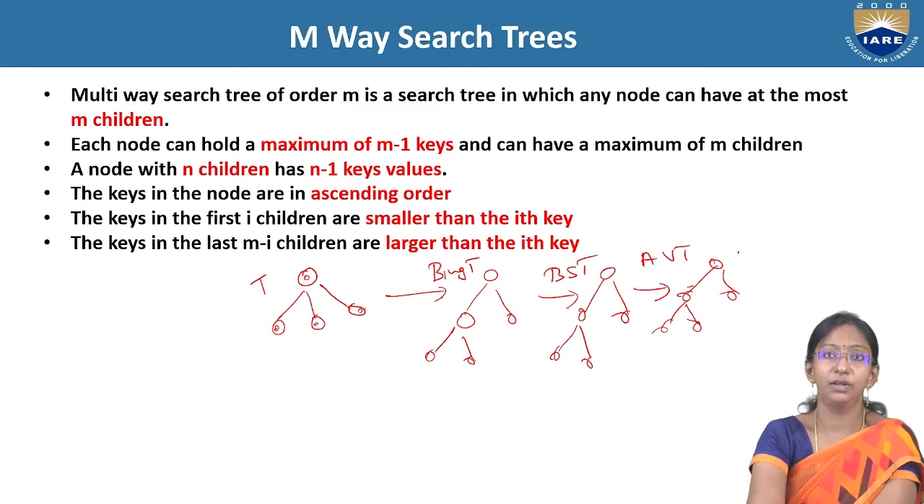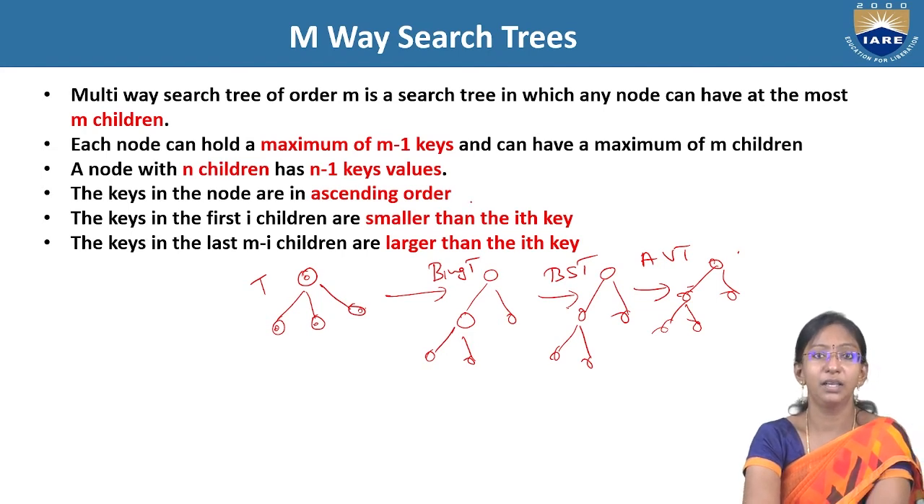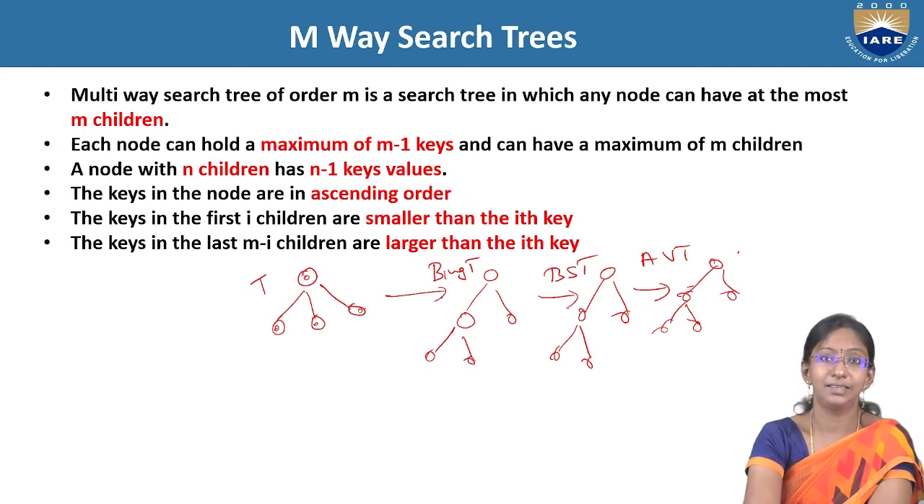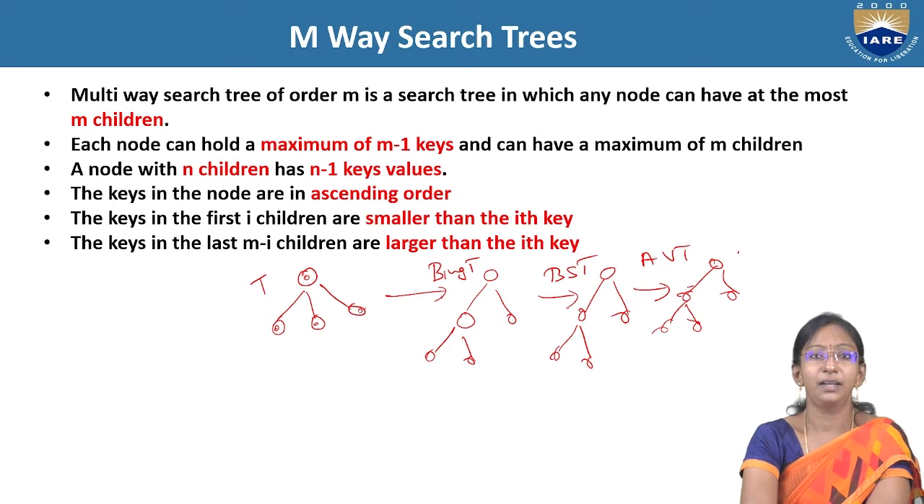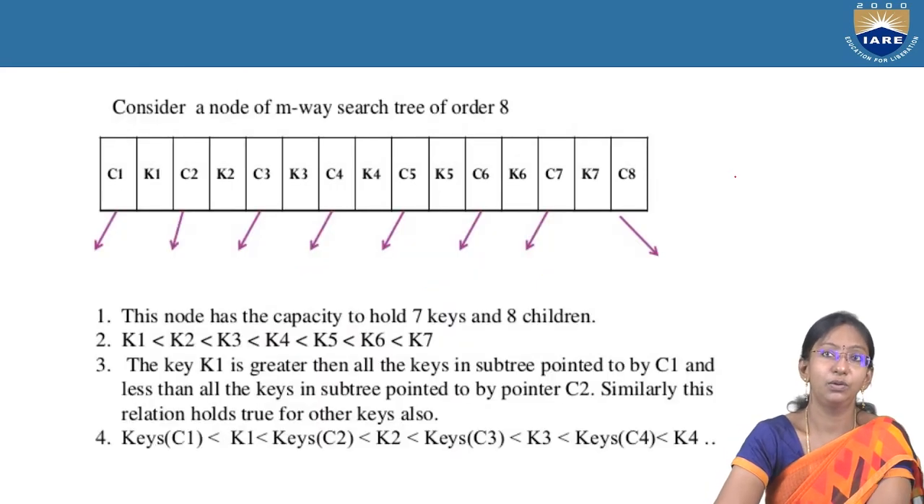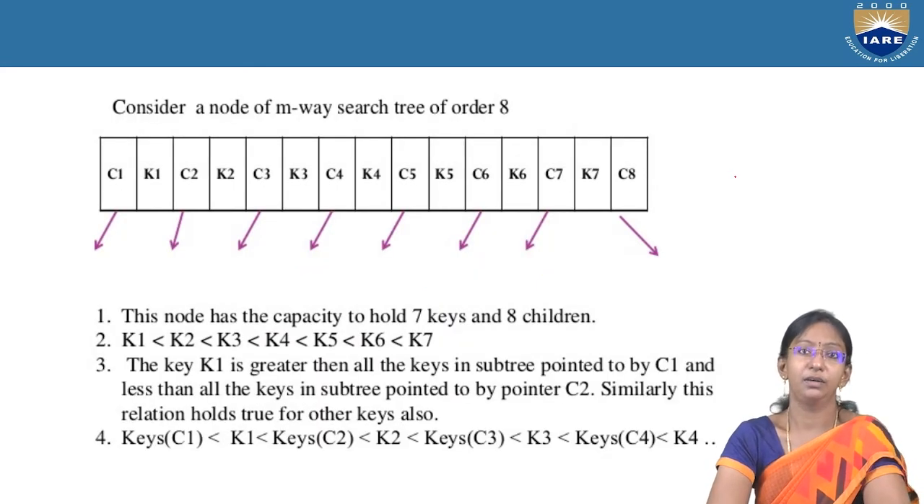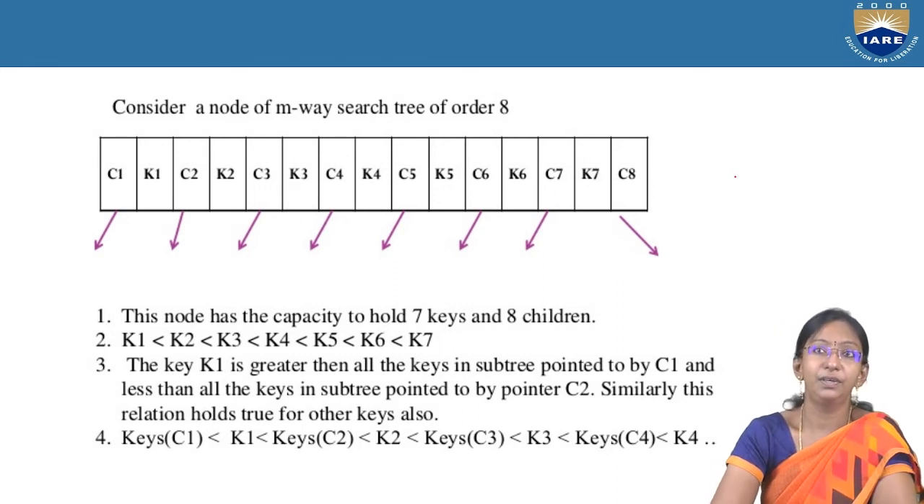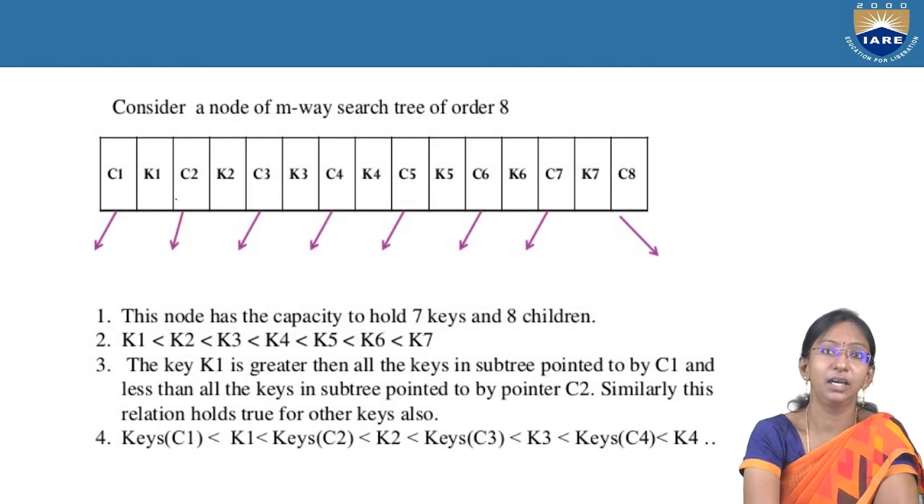And they have also given the fundas. The keys in the nodes are in ascending order. That is, the children on the left of the ith key are less than the ith value and on the right of the ith key are greater than the ith value, right? Let me show you pictorially. Have a look at this one. Order of 8. Order tells you the number of children it can have. If it can have 8 children, then a particular node can hold 7 intermediate key values.